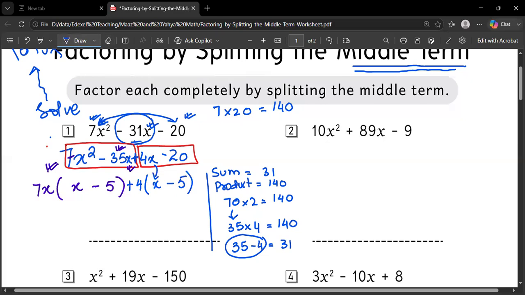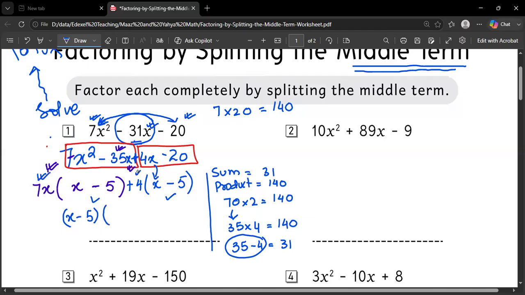Yes, very clear. Now, are these two brackets common? Yes, they are. So x minus 5 and x minus 5, these two brackets are common. Now I'm going to write the common bracket once, x minus 5, and the remaining numbers are going to be written inside the bracket together. What are the remaining numbers?